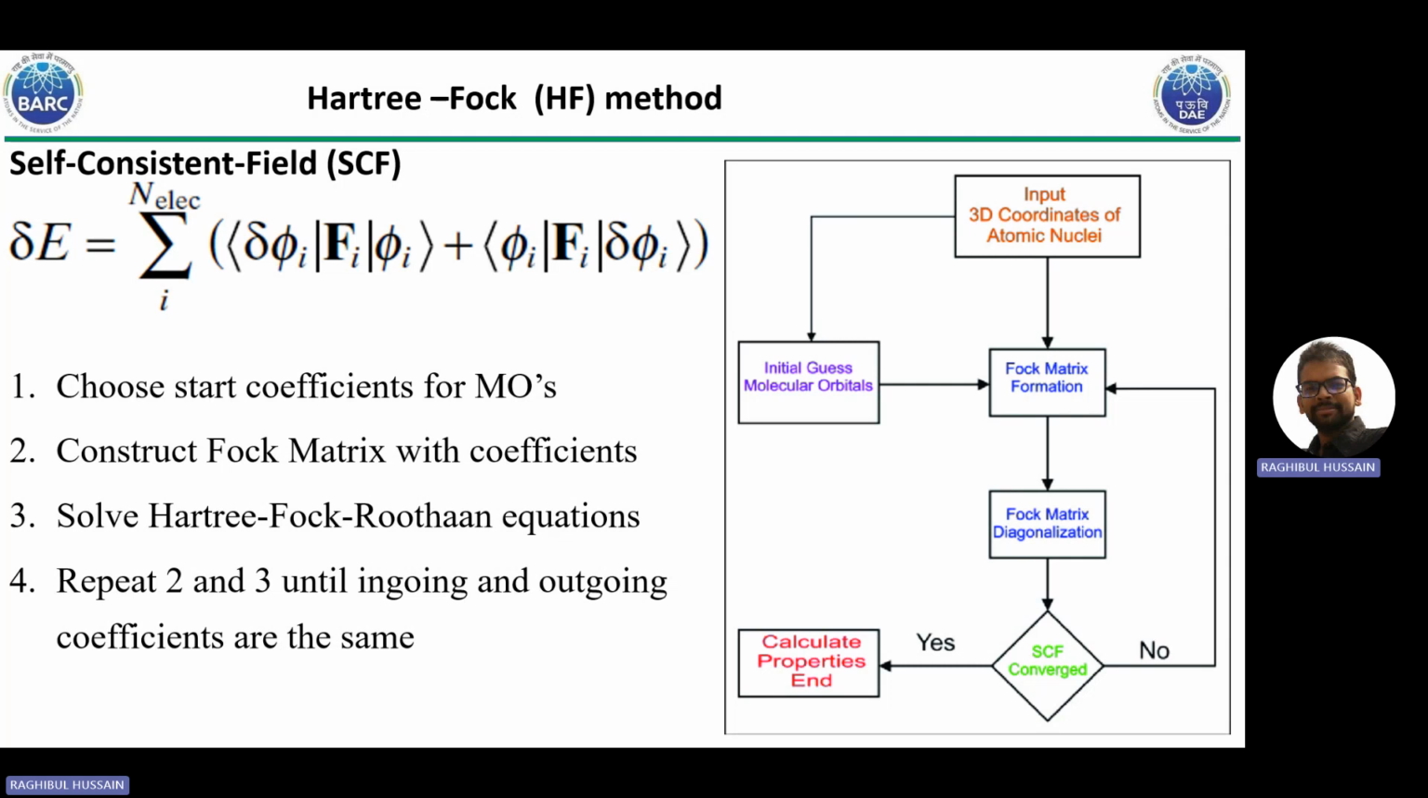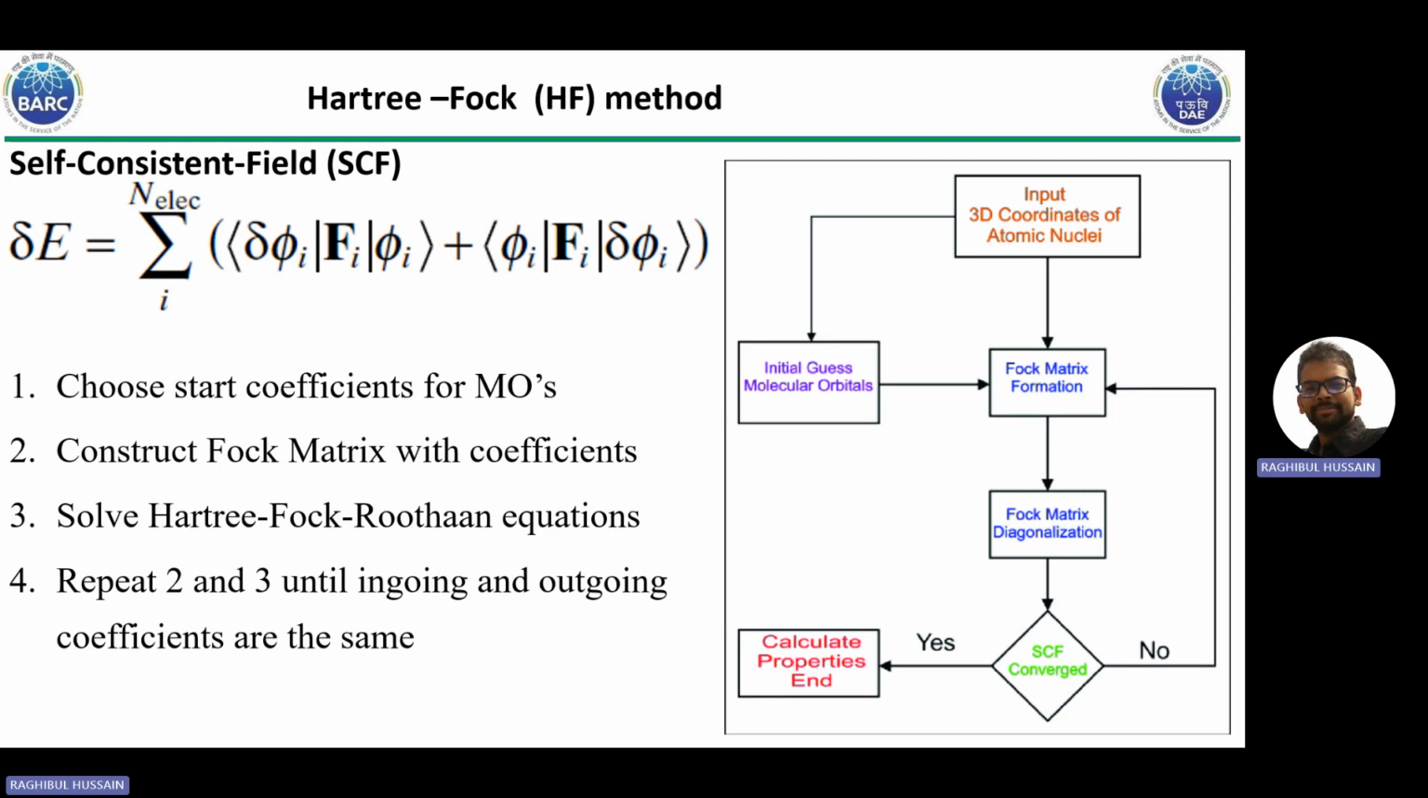Yes, I have told you, linear combination of atomic orbitals. Then you will generate a molecular orbital. Then you will define a Fock matrix, and then you do the diagonalization. I told you the diagonalization of the Fock matrix will give you the eigenvalue, and that eigenvalue is nothing but the energy of the molecular system. That is what you are going to do.